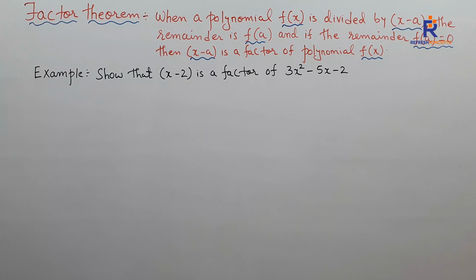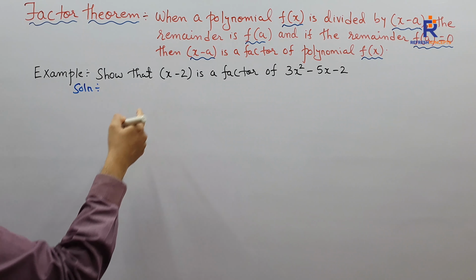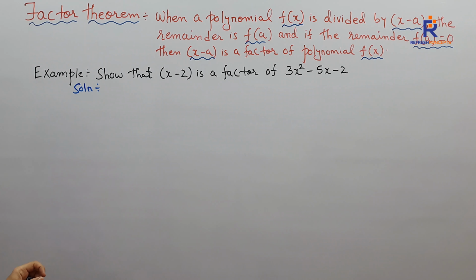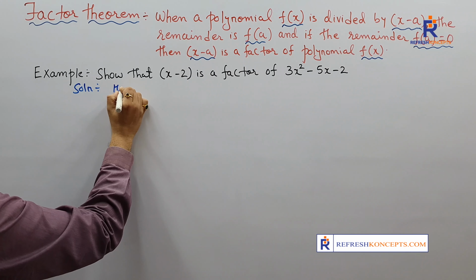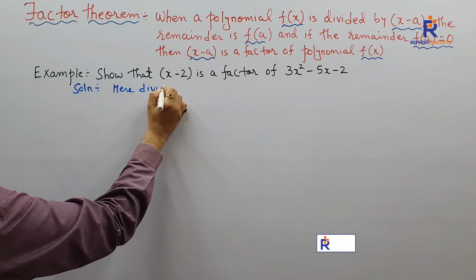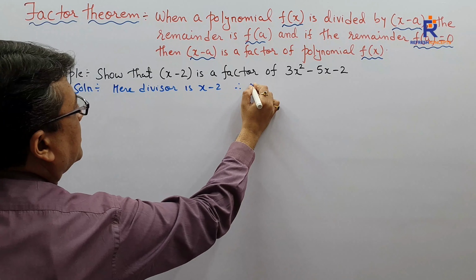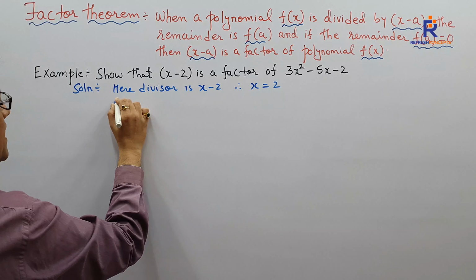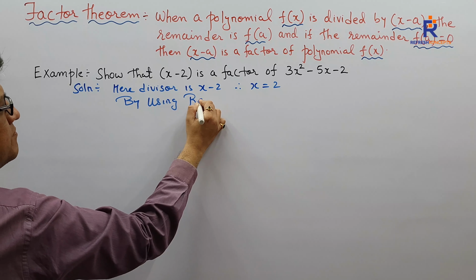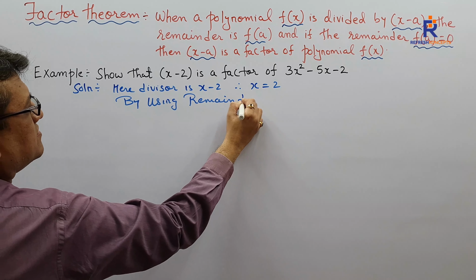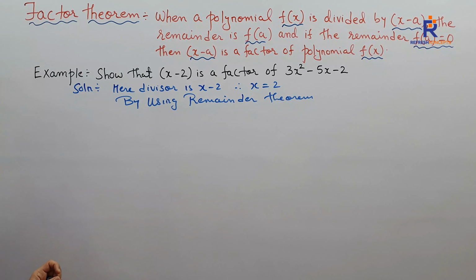So, let's start our sum with the solution. Here the divisor is x minus 2, so we shall apply x equals 2. Here the divisor is x minus 2. Therefore, x equals 2 by using the remainder theorem, which we have learned and worked on problems based on.